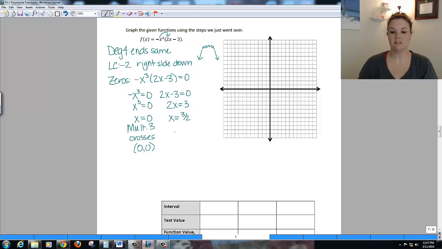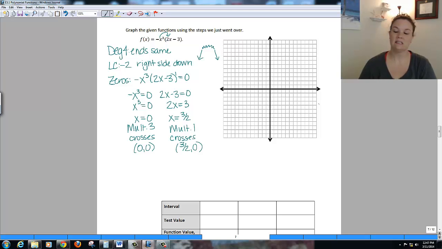My next one has multiplicity 1, right? Because I only had one copy of that factor that it came from, which means that it also crosses, at the x-intercept (3 halves, 0). So I want to go ahead and put those values on here.